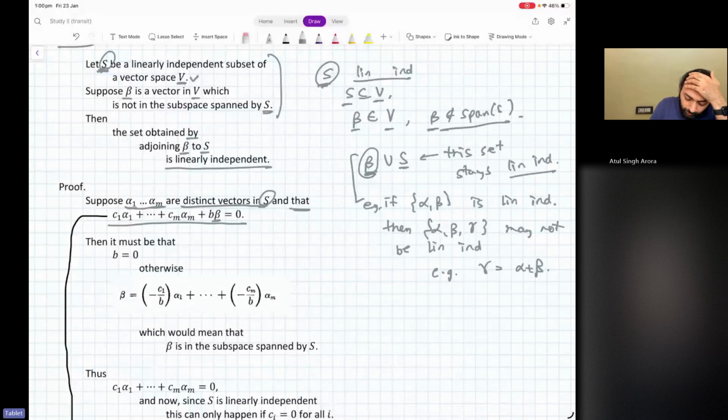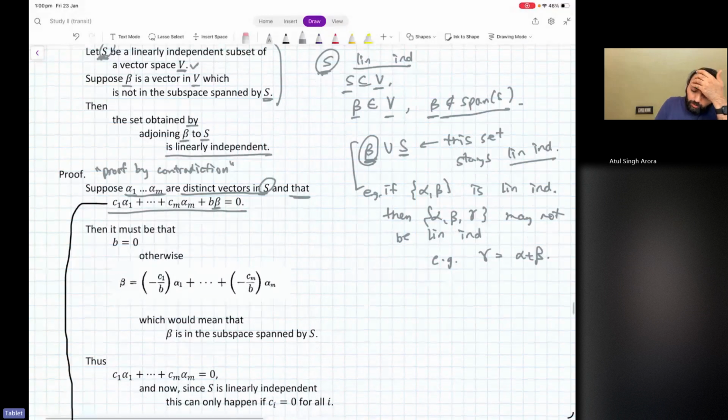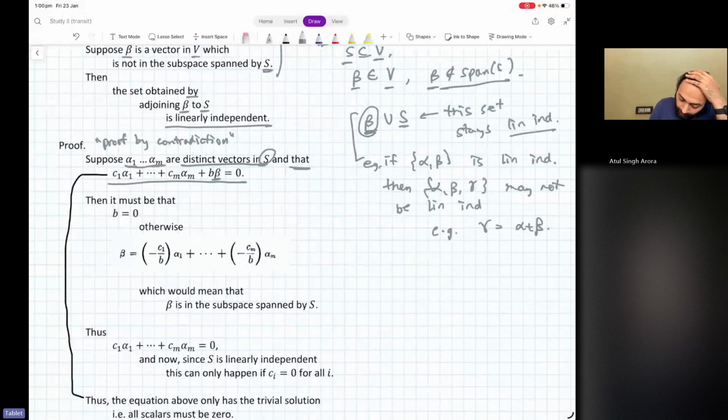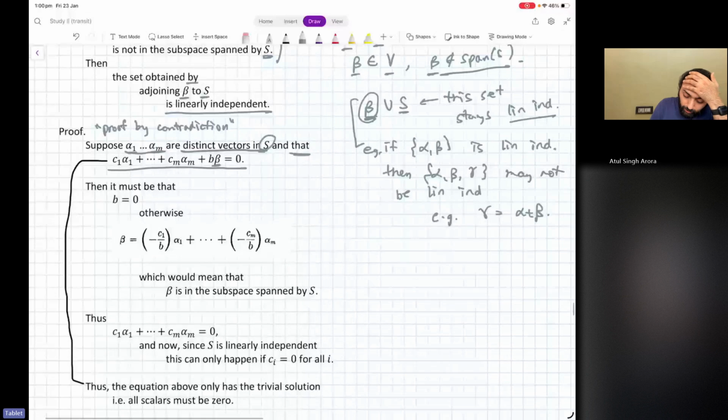Okay, so we're basically trying to do a proof by contradiction. Right, so we are saying that, okay, let's assume that what the theorem is saying is not true. Then we'll run into a contradiction. Okay, so what does it mean? Well, it must be the case that B must be 0. So if this statement is true, then it must be that B is 0.